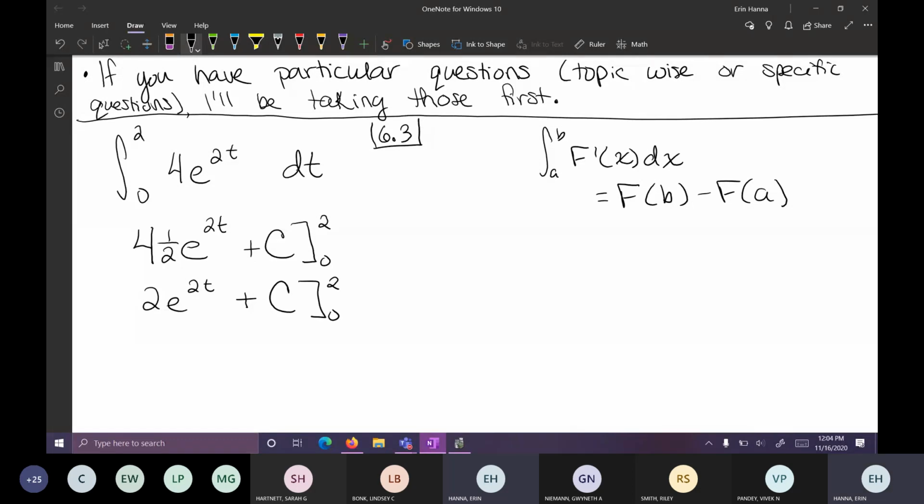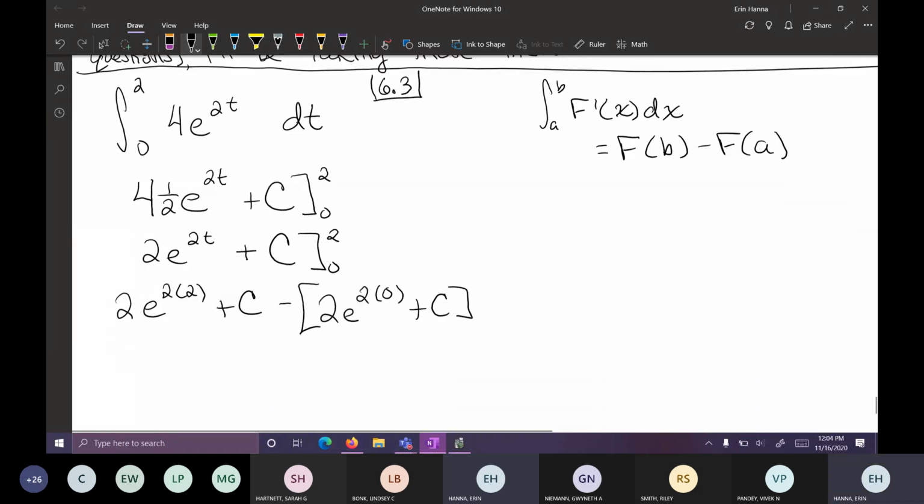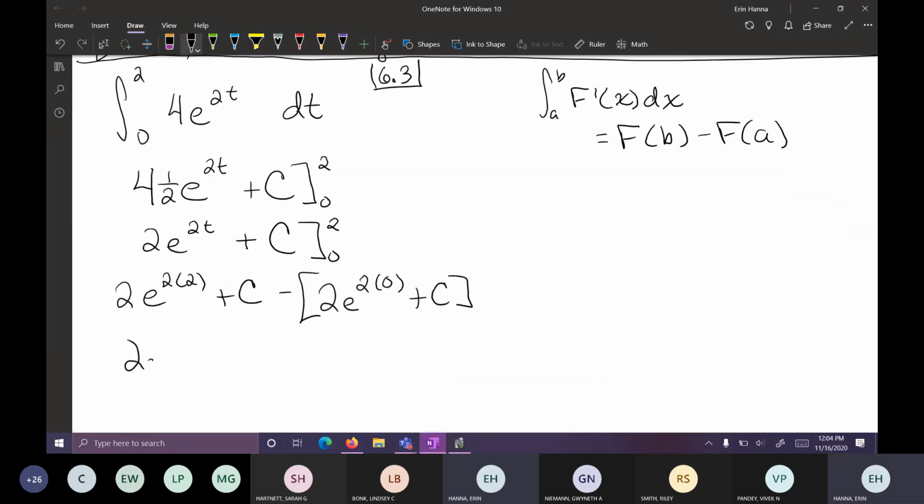Once you have the antiderivative, you want to plug in your top bound. So we would take our top bound of 2 and plug it in where we see a t. And we would subtract what we get when we plug in 0 for a t. So in Wiley, what you would need is, we can clean this up a little bit. So 2e to the 4th. Now, technically, let me just write this out fully. And then e to the 0. And then don't forget that you have to distribute that negative.